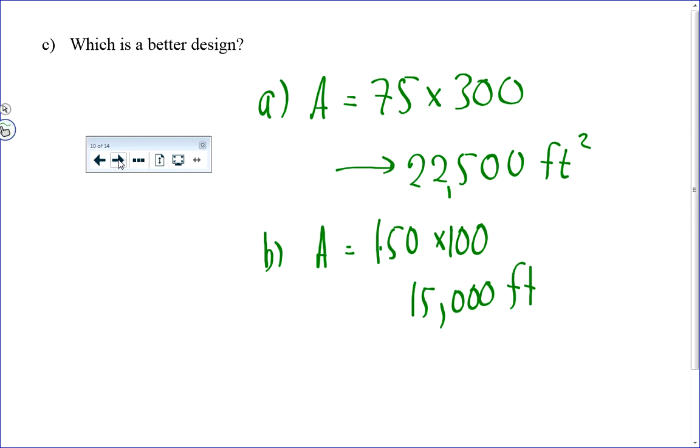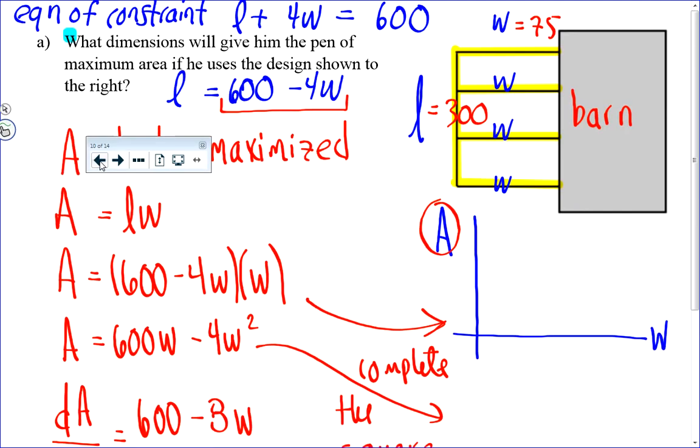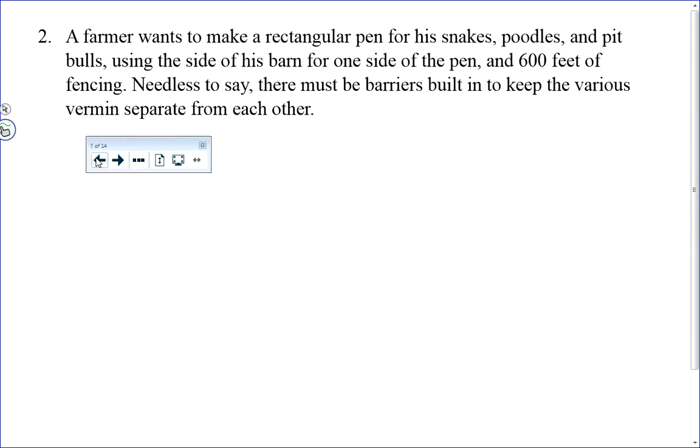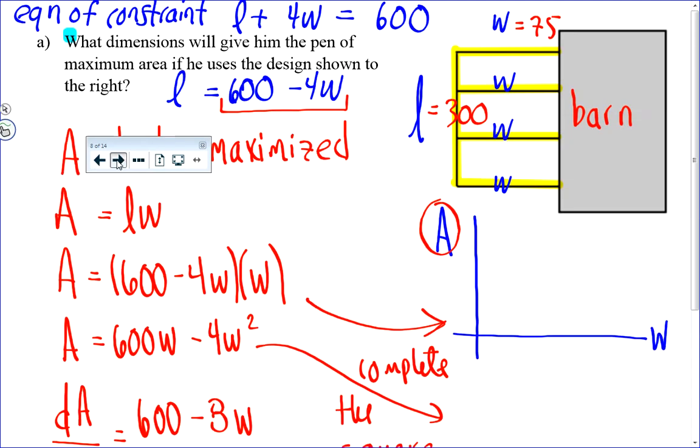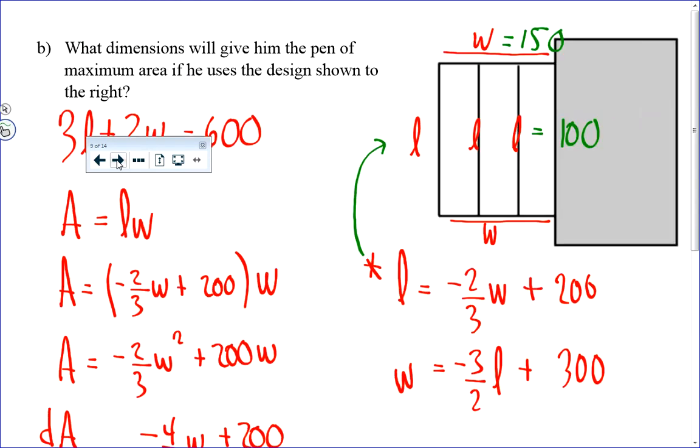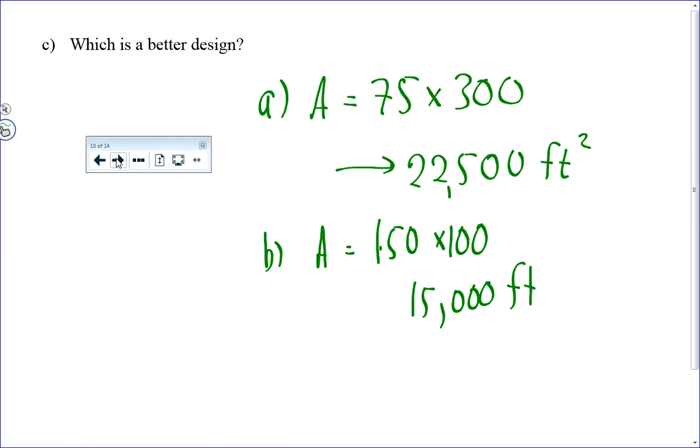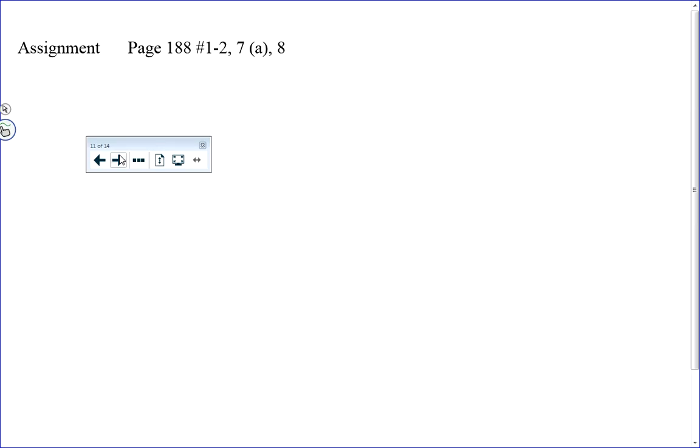And if you were in post-secondary, what you might be told in a problem like this is just that the farmer is going to use one side of the barn and construct a rectangular series of pens. What's the maximum area? And you would have to recognize that you could try this design and then you could try this design and compare them. That's a possibility in post-secondary. I hope you're able to follow that.